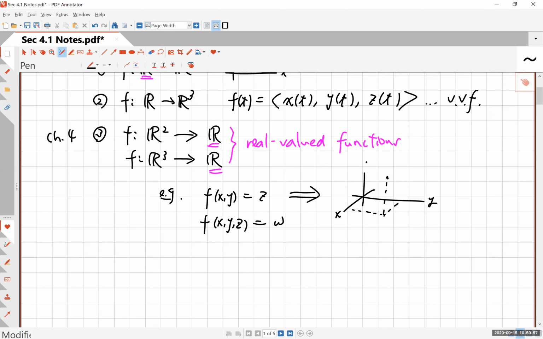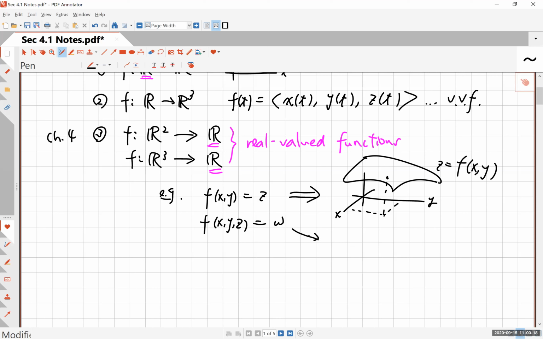The graph of this new type of function, the real valued but multivariable functions, will be something like this. The z coordinate represents the value of the function f of x, y.